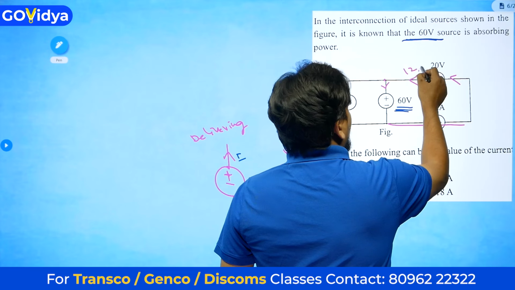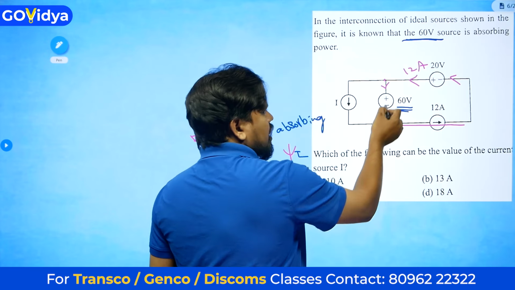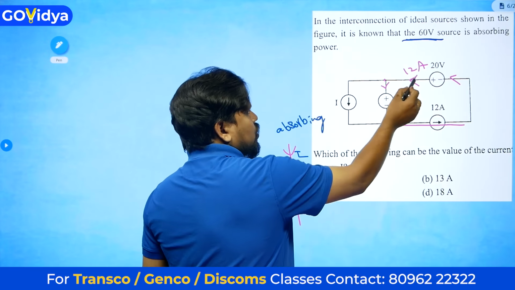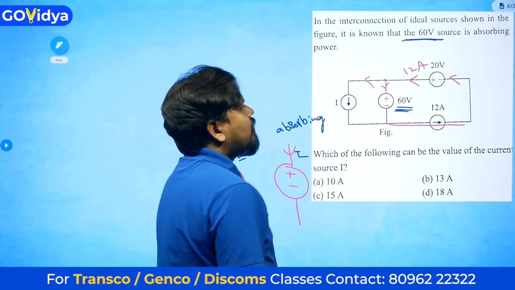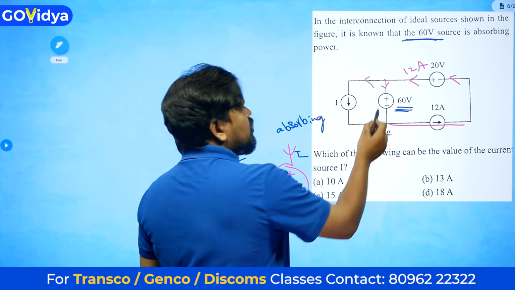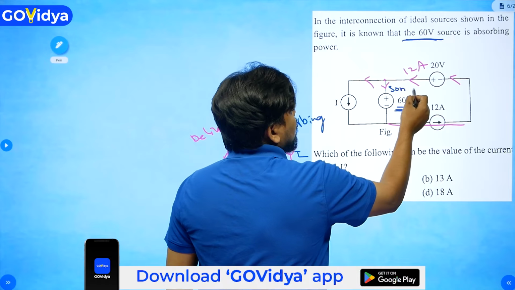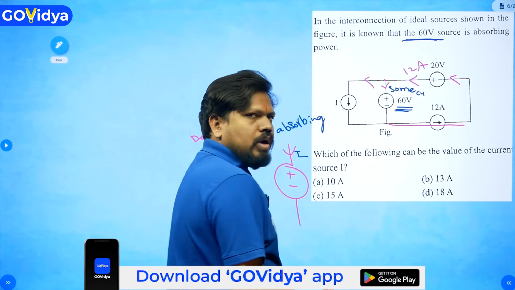So this is also 12 ampere. This is also some current. So 12 amperes is coming, and some current is going like this. So what is the other current? This must be some current, a positive current only.